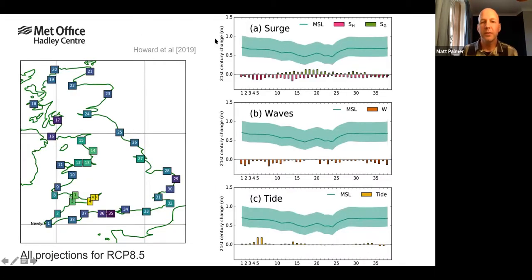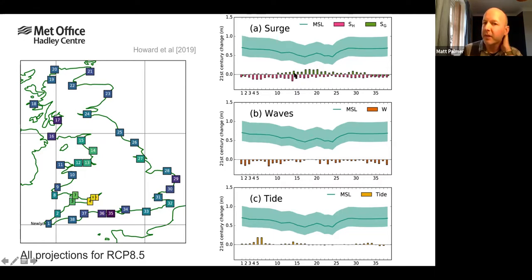Okay, so I'm going to talk you through what might at first look like a fairly complex slide. This was the Howard et al. paper, which was trying to summarize what the drivers of changes of sea level extremes around the UK are. On this left-hand panel, you can see a bunch of numbered boxes, and these correspond to Class A tide gauge sites around the UK coastline. They go up in ascending order in a clockwise direction around the UK, and you can see the corresponding numbers on the right-hand panels.